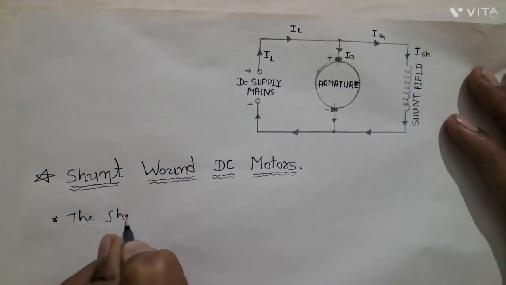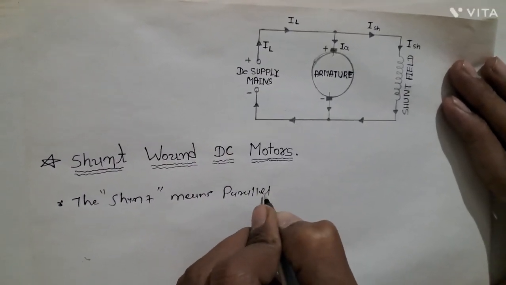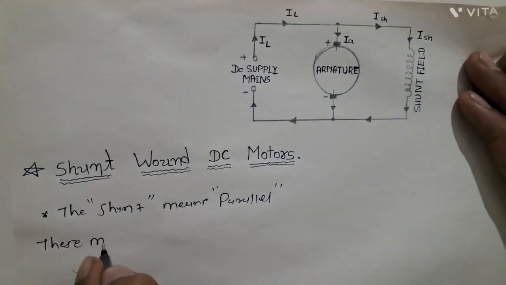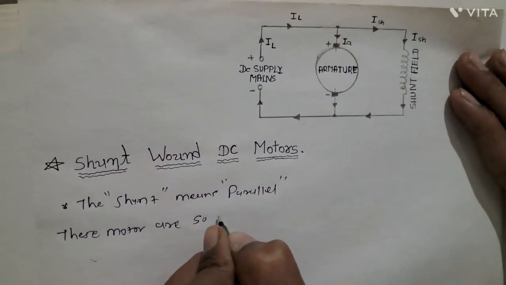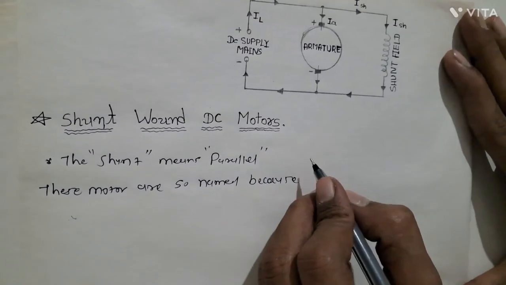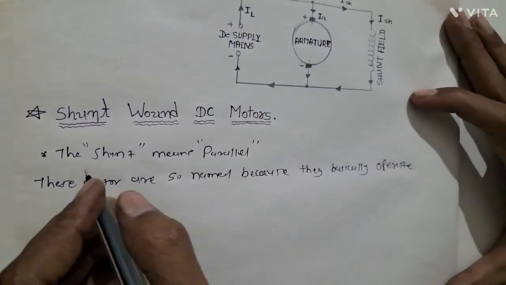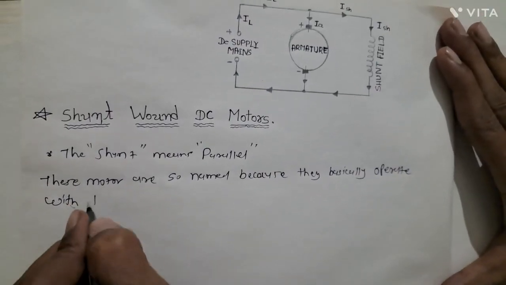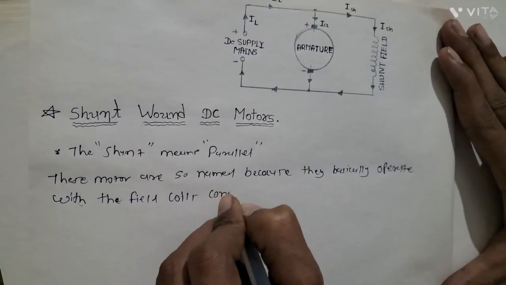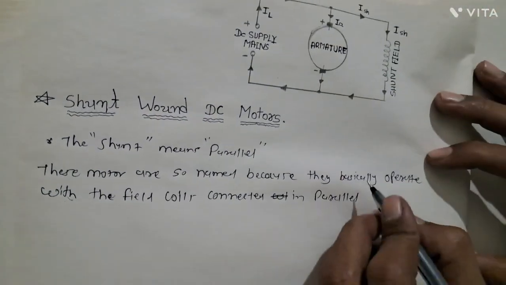I am writing this. Shunt means parallel. These motors are so named because they basically operate with the field coils connected in parallel with the armature.